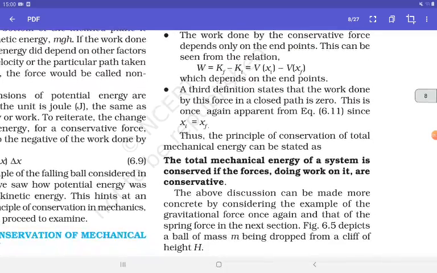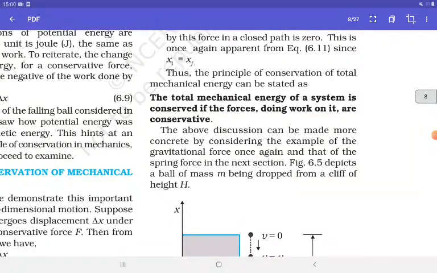Thus, the principle of conservation of total mechanical energy can be stated as: the total mechanical energy of a system is conserved if the forces doing work on it are conservative.